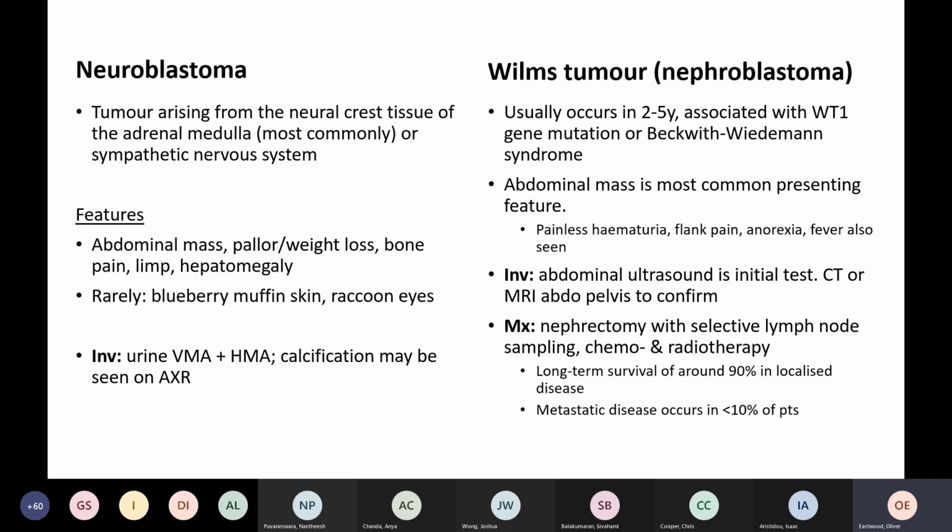So your Wilms and your neuroblastoma both often present with an abdominal mass. Wilms tumor is a primary kidney cancer seen pretty much only in kids, and you can get painless hematuria, an enlarged abdominal mass or enlarged abdominal organ, which would give you a straight to 48-hour pediatric review. Neuroblastoma is derived from neural crest tissue, and therefore it can be picked up by these adrenal markers, VMA and HMA.